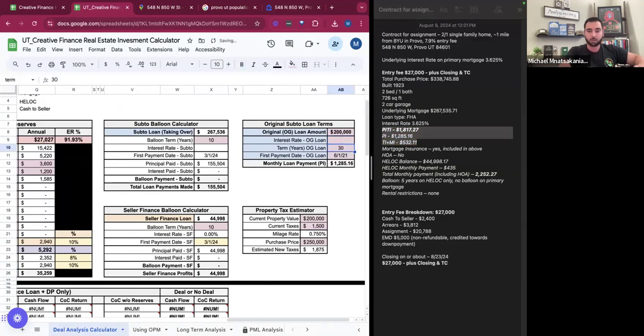So we do have that this is 3.625. We know the underlying mortgage was probably close to 270. So this is just an estimate for the time being. You can look up on tools like, let's just actually do it.